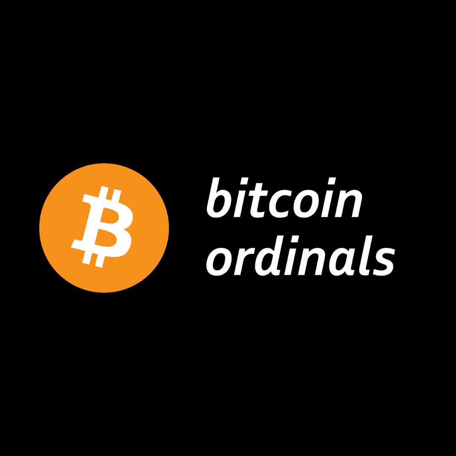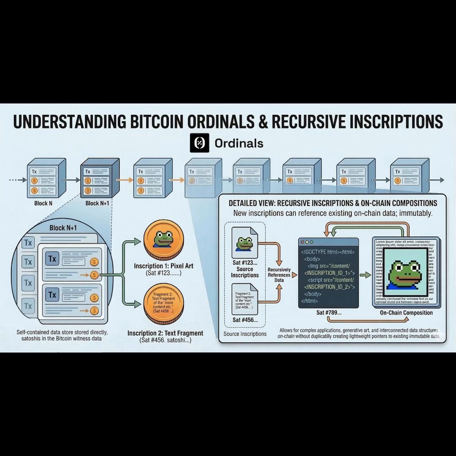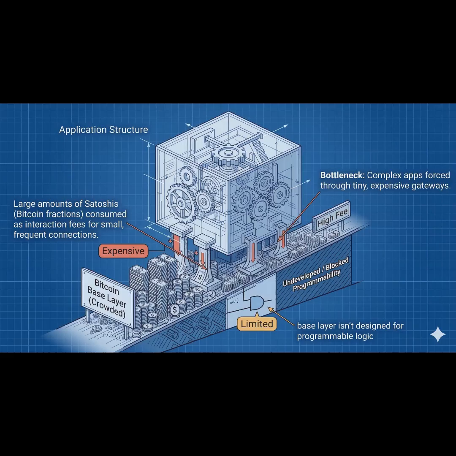Bitcoin Ordinals was an important breakthrough because it proved there is strong demand for permanent digital artifacts stored directly on-chain. It also introduced ideas like recursive inscriptions, which make it possible to build more complex on-chain compositions. However, building full applications directly on Bitcoin remains difficult. Transaction costs can be high, interactions are limited, and the base layer isn't designed for programmable logic.